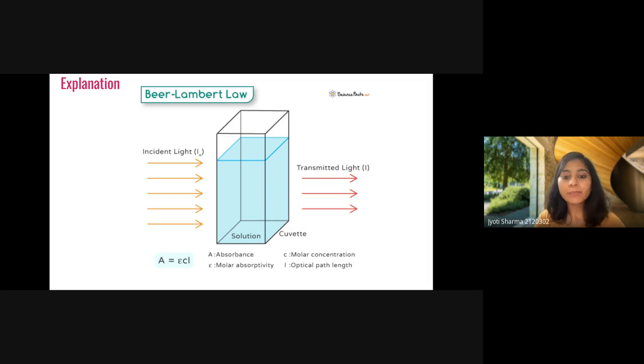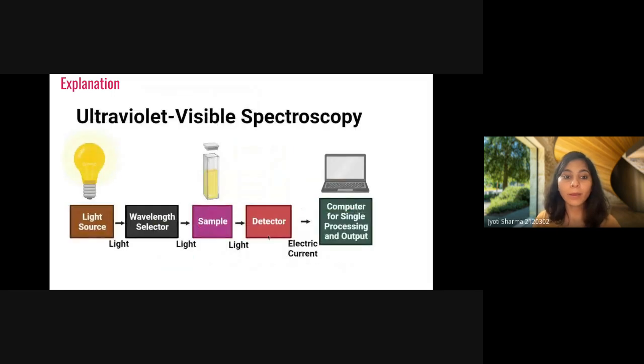And because we also have path length, the size of the cuvette, this will be L. And then we have one formula, that is A equal to epsilon CL. So epsilon is molar absorptivity, which is a constant value. C is the molar concentration and L is the optical path length. So based on that formula we can calculate the molar concentration of that particular compound, if we know the absorbance, right?